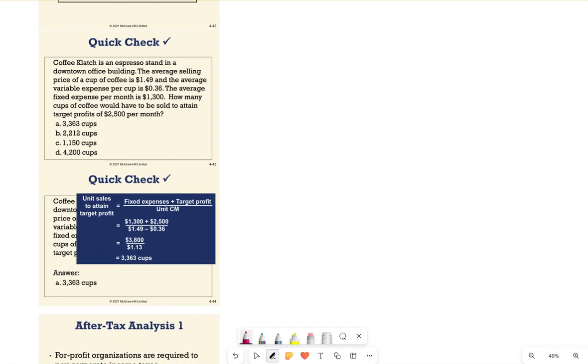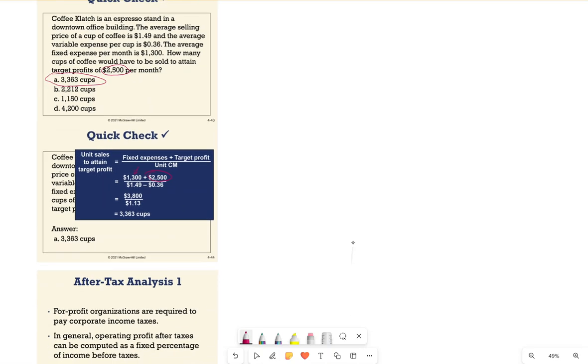My fixed expense didn't change, but my target profit changed. They told us in the question we wanted to make a $2,500 target profit. So 1,300 plus the 2,500 divided by my contribution margin per unit, I will have to sell 3,363 cups in order to reach the target profit.